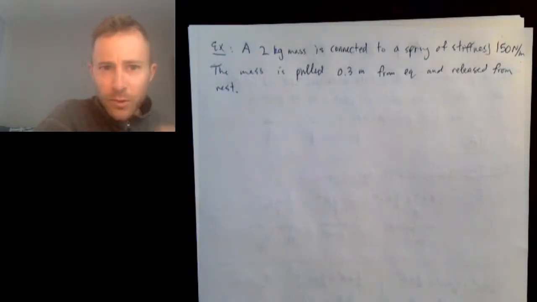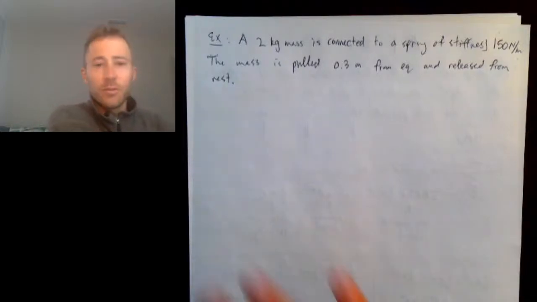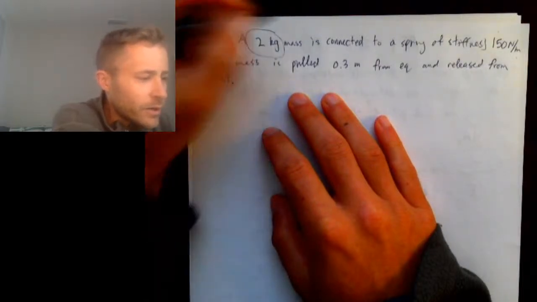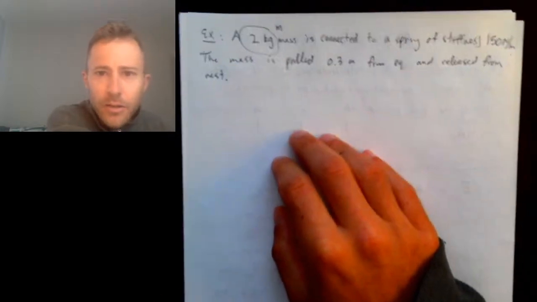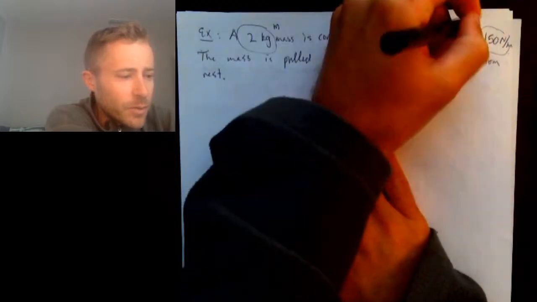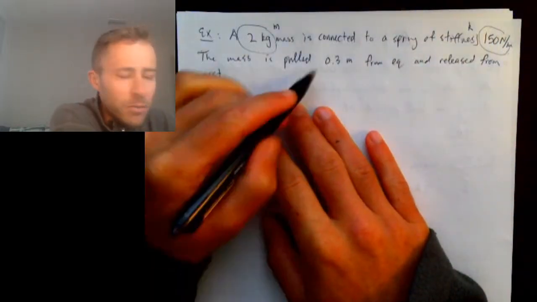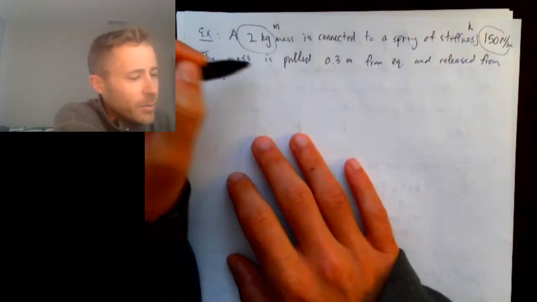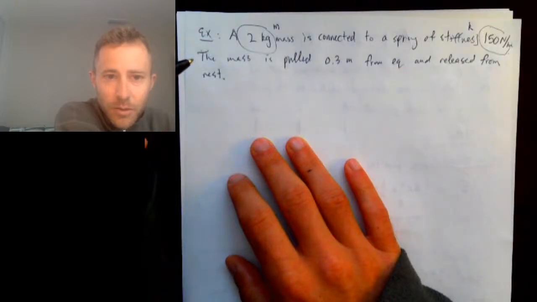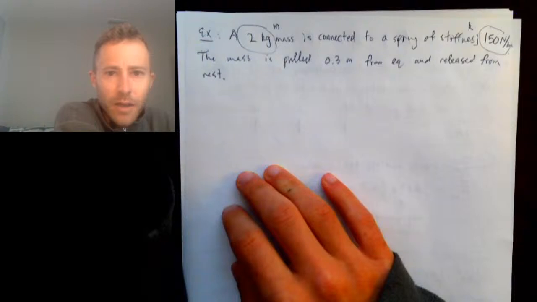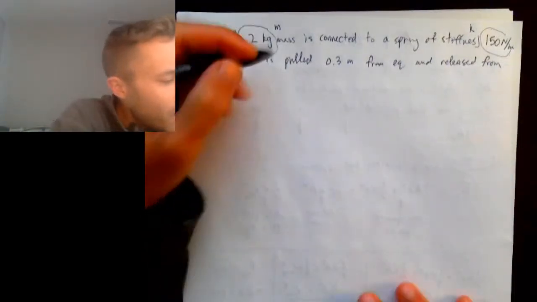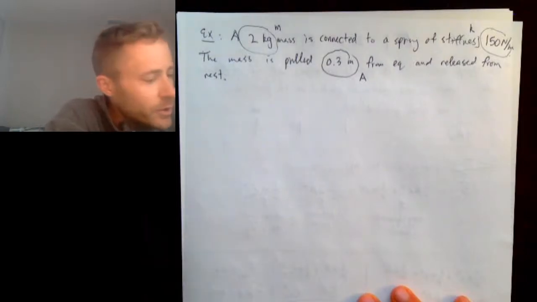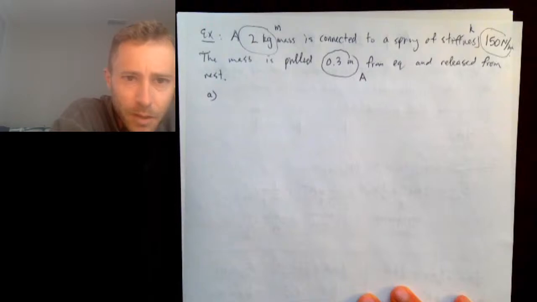Okay, so let's just go through these two sentences and get the information that we're going to need to solve the problem. The first piece of information is right here. This is M. The second piece of information, it's a spring of stiffness 150 newtons per meter. So that is K. And then the mass is pulled 0.3 meters from equilibrium and released from rest. So what that means is that 0.3 meters from equilibrium is the farthest it's going to get from equilibrium because it doesn't have any velocity at that location, so it's never going to go any further away. So that means that this is the amplitude.